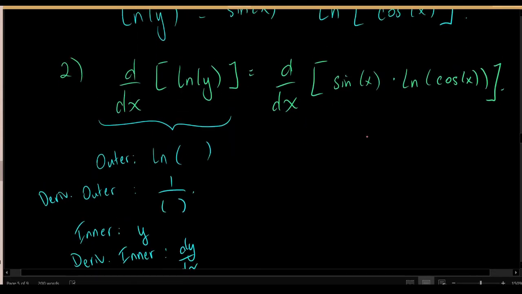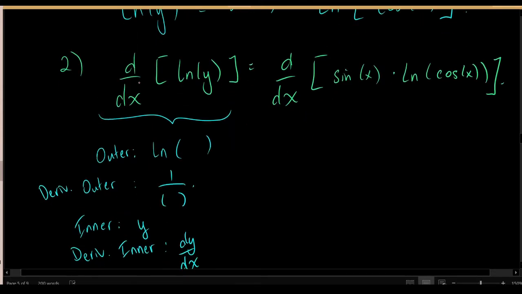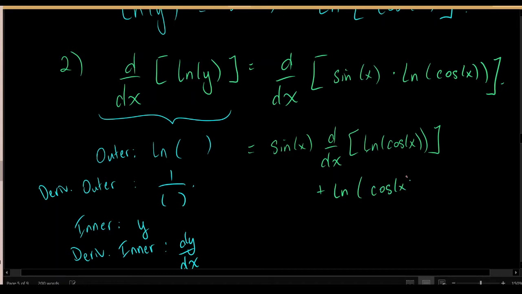And then product rule applies here on the right side. The first function times the derivative of the second function, natural log of cos x, plus natural log of cos x times the derivative of sine.